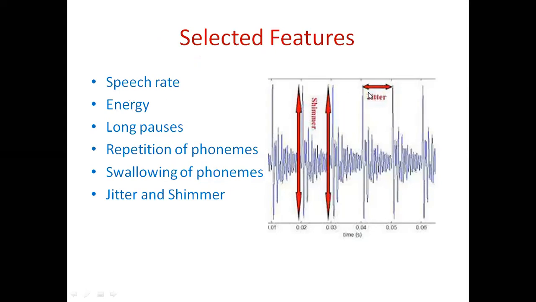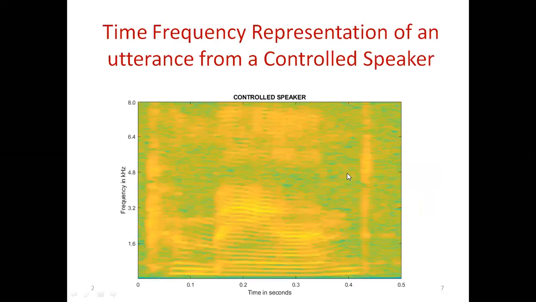How do you measure pitch? If it is a time domain representation, measure one complete cycle; the reciprocal of the time taken to complete one cycle gives you the fundamental frequency. So if there are a lot of variations in the pitch across time, then jitter is very high. And for a dysarthric speaker, jitter and shimmer are very high compared to a normal speaker.